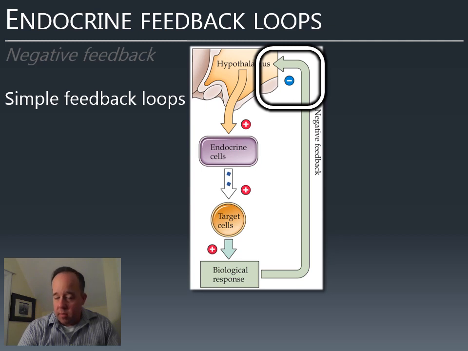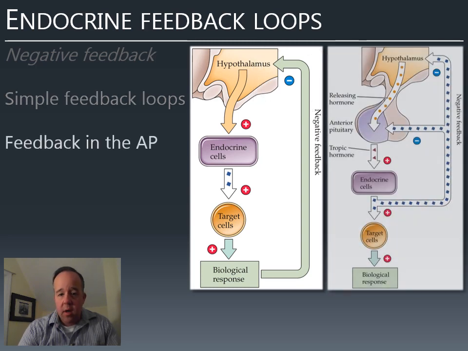The cycle regulates itself. So if there was a lot of sex hormone floating around, that would really inhibit the hypothalamus so that less sex hormone would be triggered. If there's not very much sex hormone floating around, well, nothing is inhibiting the hypothalamus. It will continue to stimulate the anterior pituitary until the level of sex hormone is appropriate. So that's a pretty simple negative feedback loop. The end product inhibits the first step in that process.